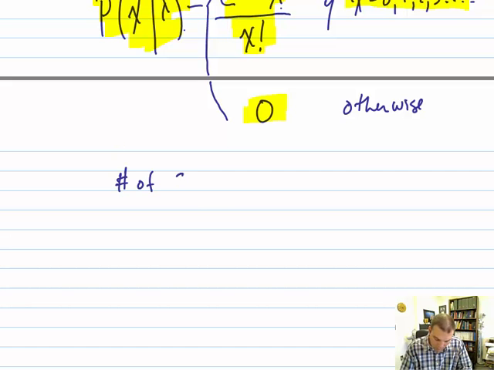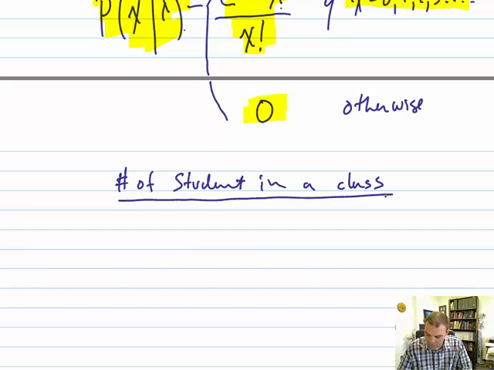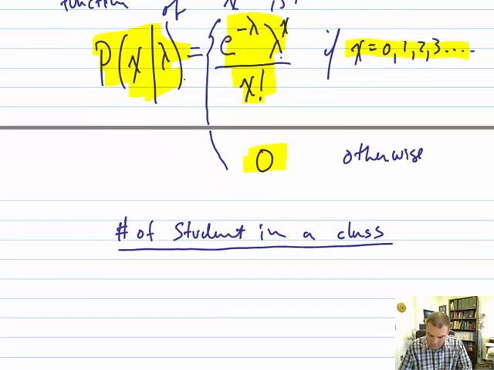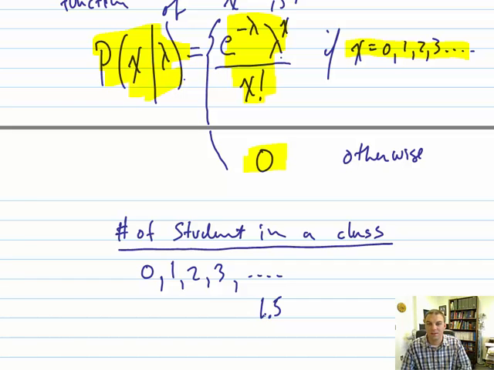One thing we might use it for is the number of students in a class. So when we look at the number of students that might be in a class, chances are we're going to have maybe 0, or 1, or 2, or 3, or however many students in that class, right? We can have a very large number of students in that class. But one thing we are quite certain of, we are not going to have 1.5 students in our class, right? So we're not going to have half a student in a class.